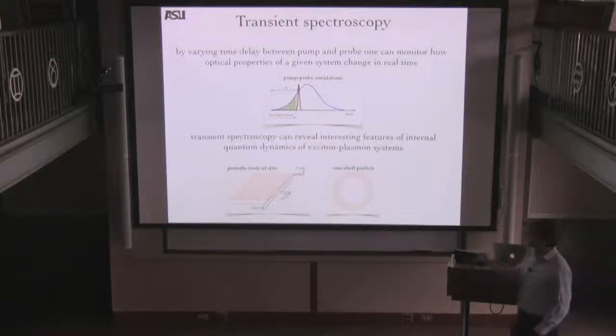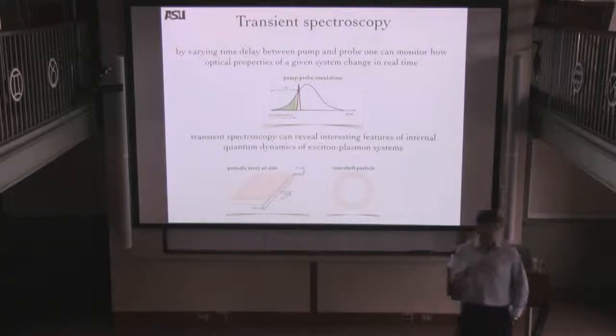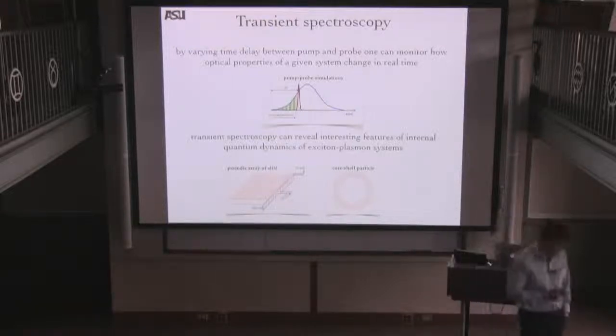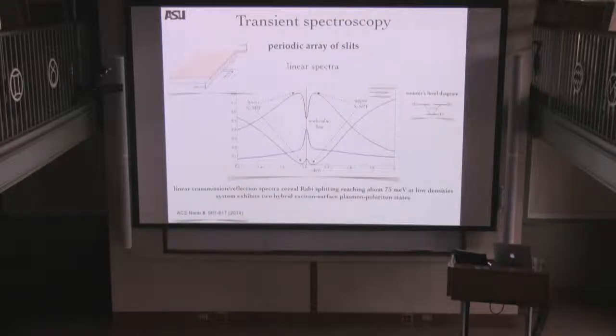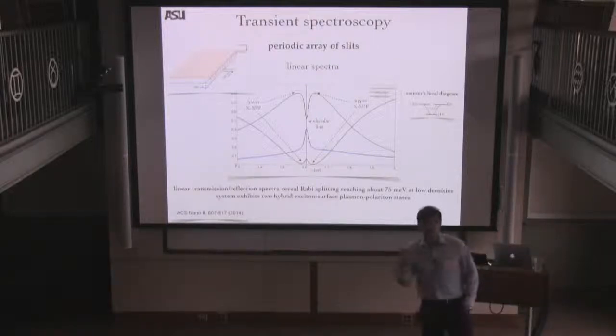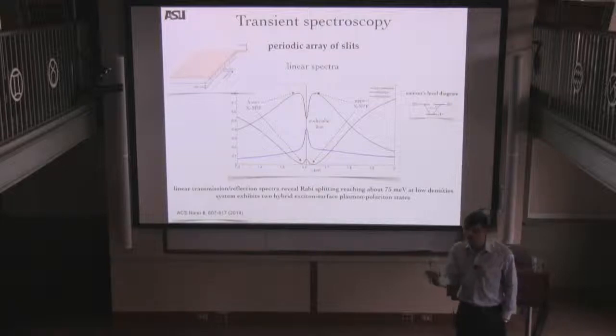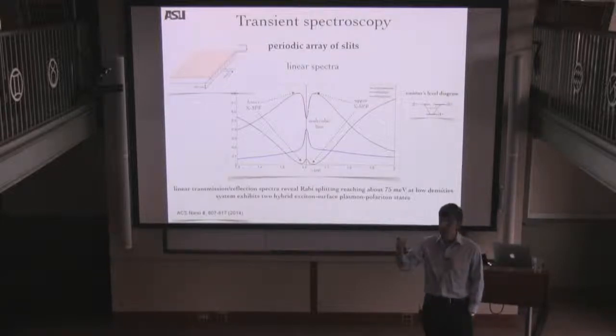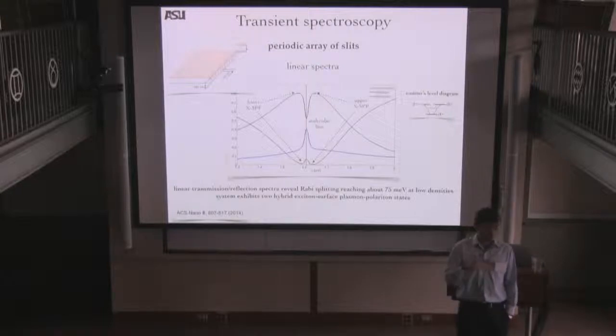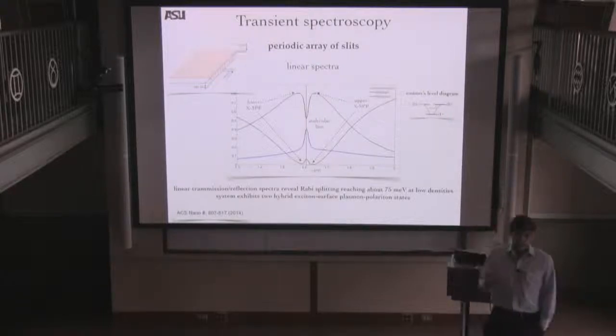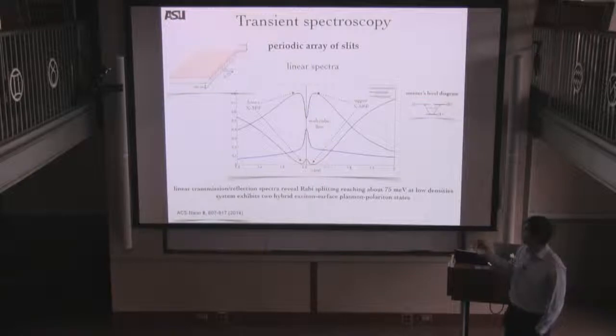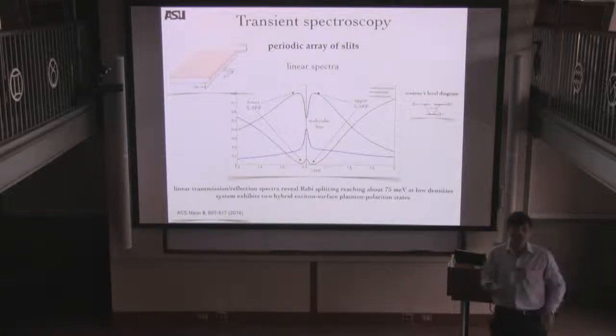So for example, if I look at the periodic array of slits, I would look at the transmission or reflection as a function of pump probe delay when I'm pumping the system very, very strongly. Or a core shell particle as well. Okay? So I'm not going to talk about the collective mode yet. We are in the process of trying to understand what happens if the density of these emitters is high and I pump the system. So we don't have a really good understanding of what's going on. So first I would like to share with you the results that we have for low densities when we have only upper and lower polaritons.